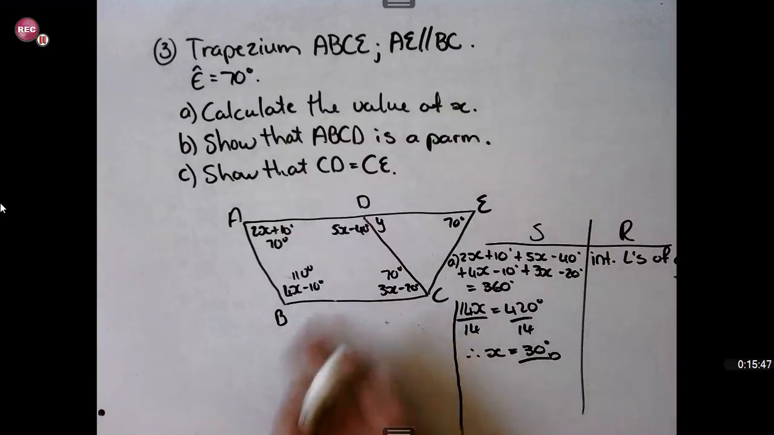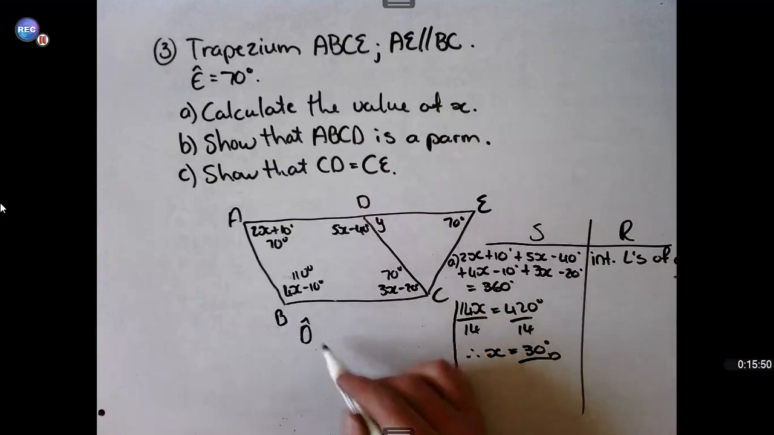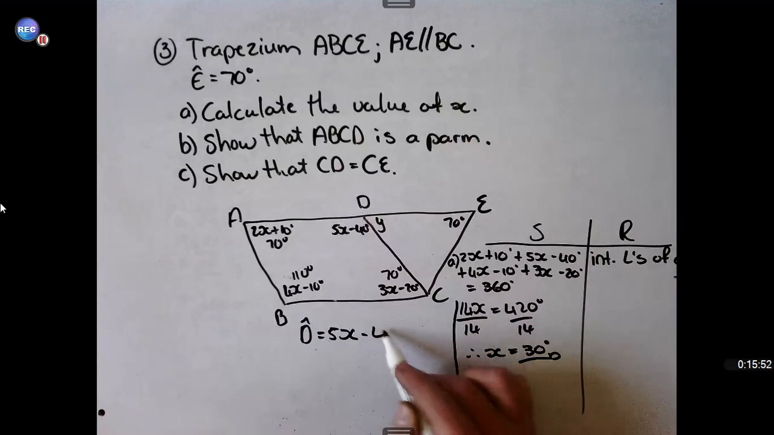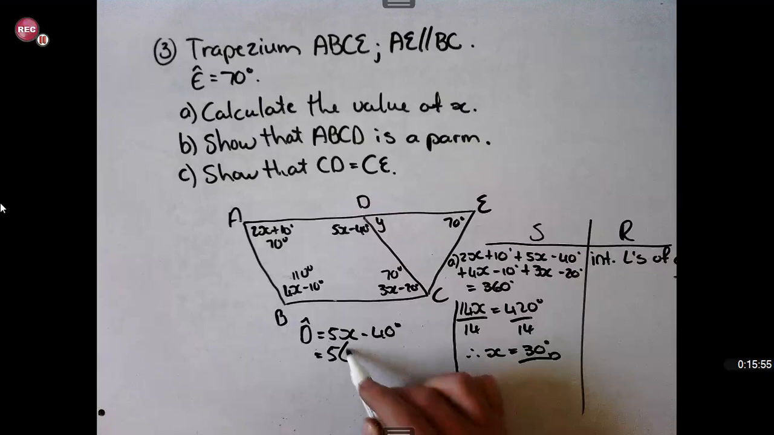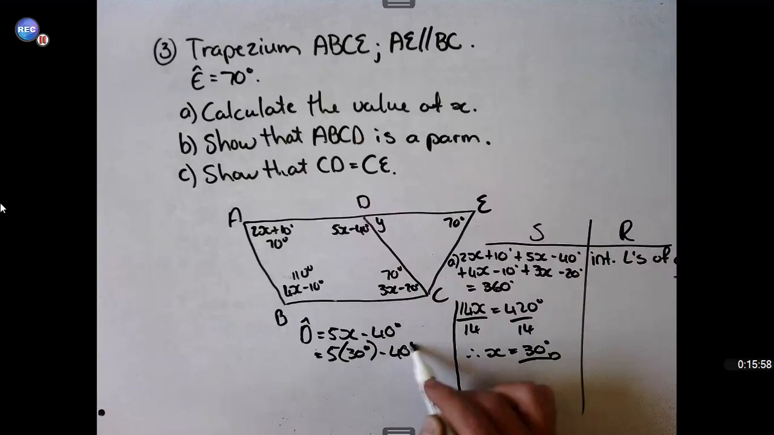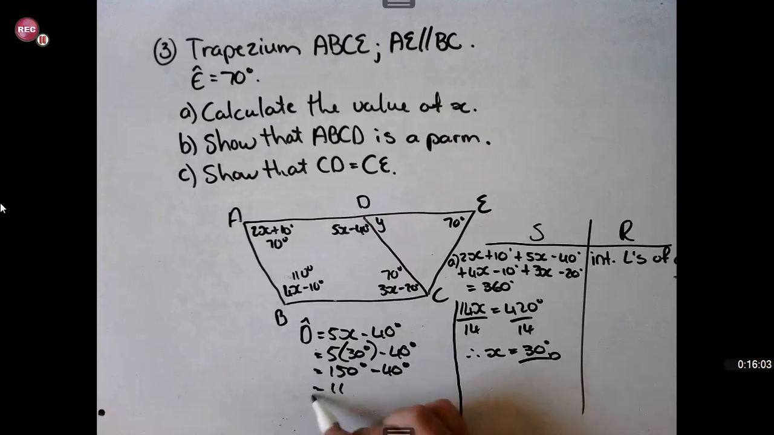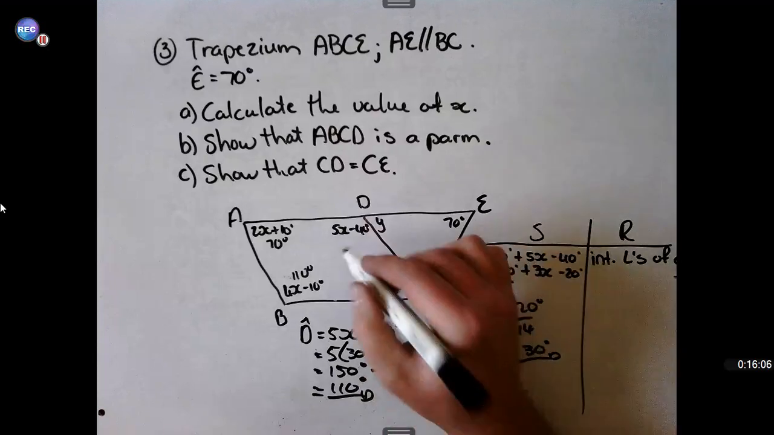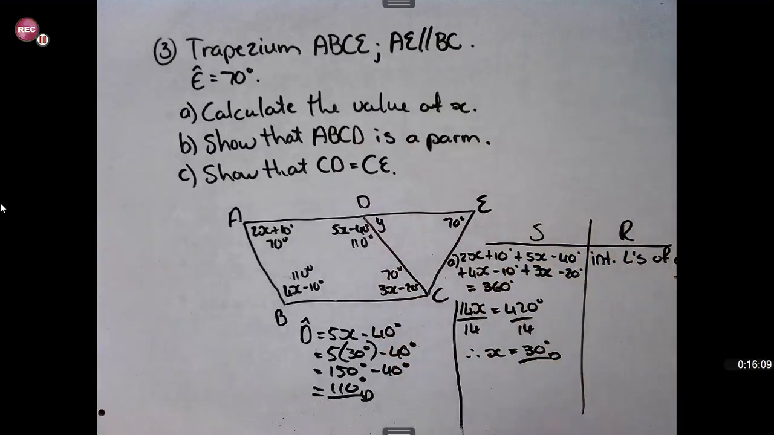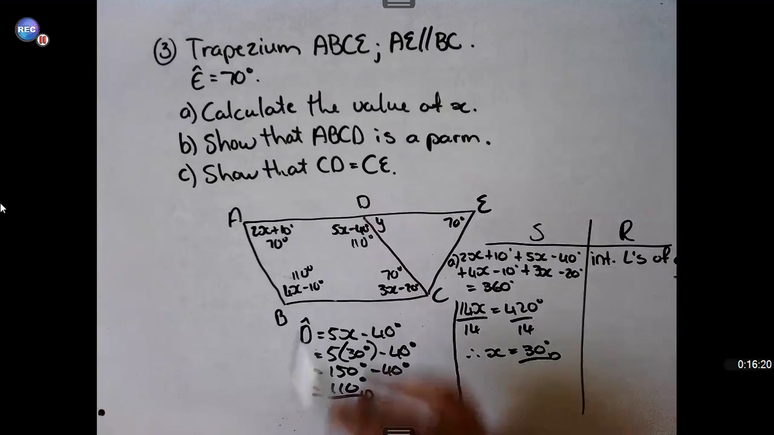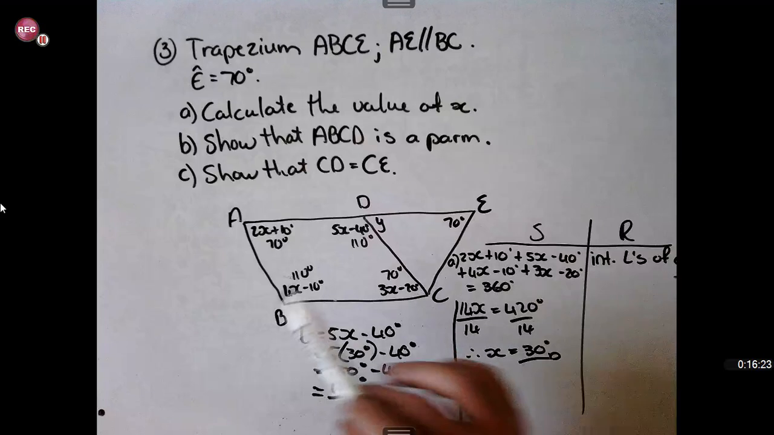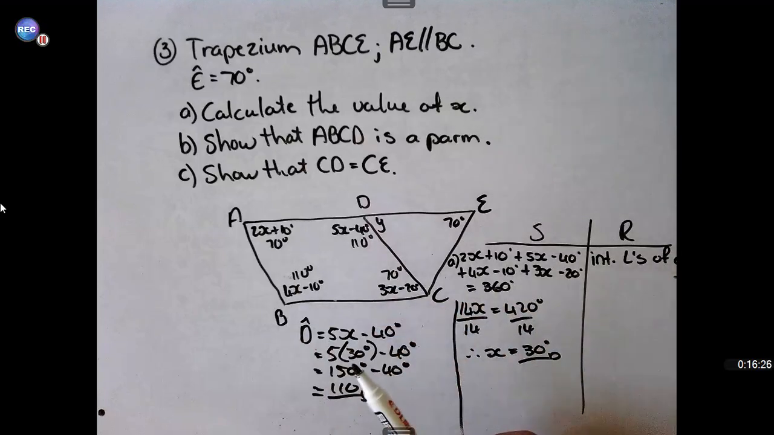Moving on to our final angle, which is D. It's equal to 5x minus 40. So 5 times 30 minus the 40. So this would be 150 degrees minus 40, which gives me 110 degrees. So this one is 110 degrees. If you know your properties of parallelograms, you would be able to pick up that opposite interior angles of a parallelogram are equal to one another.